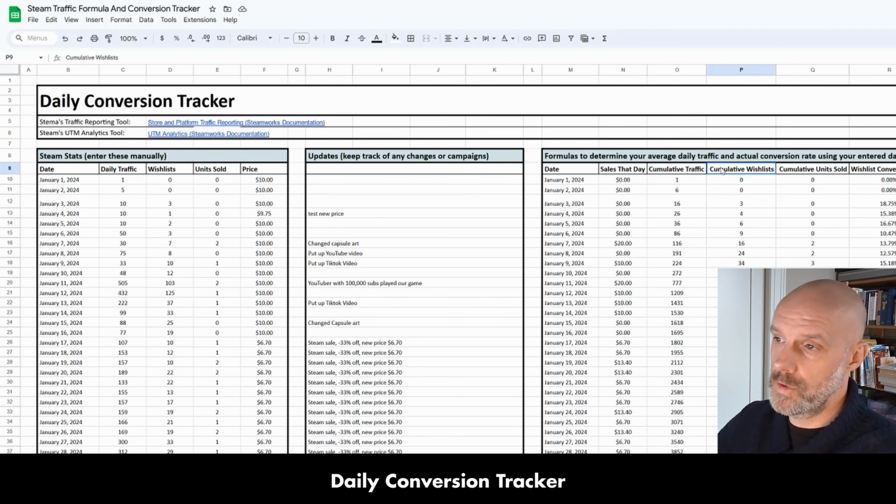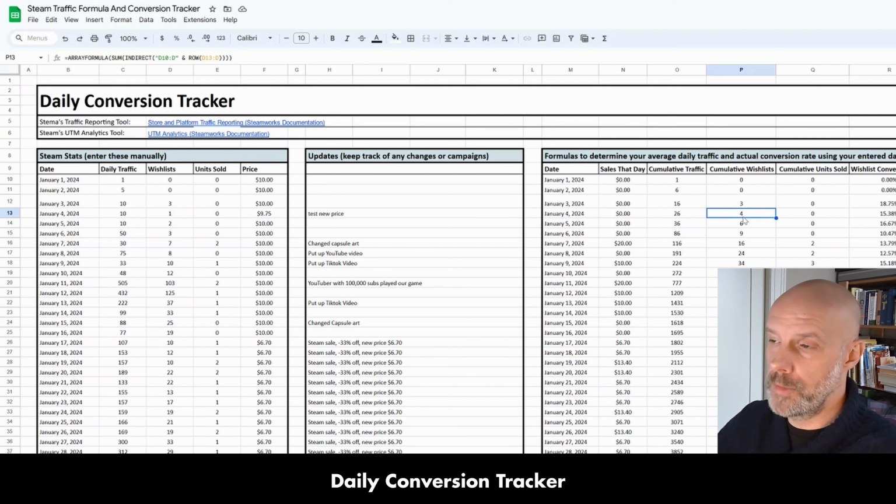And then I want to track wish lists, and I want to do the same thing and get cumulative wish lists, because I'm going to use this number to find out the conversion rate. So again, on January 1st, I had no wish lists. Second, no wish lists, but then on the 3rd, I got 3 wish lists, and then on the 4th, I got 1 wish list.